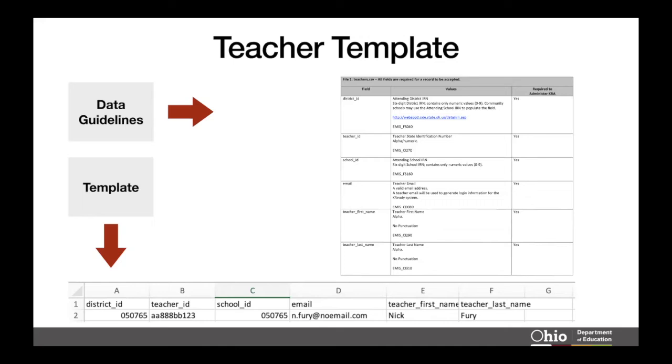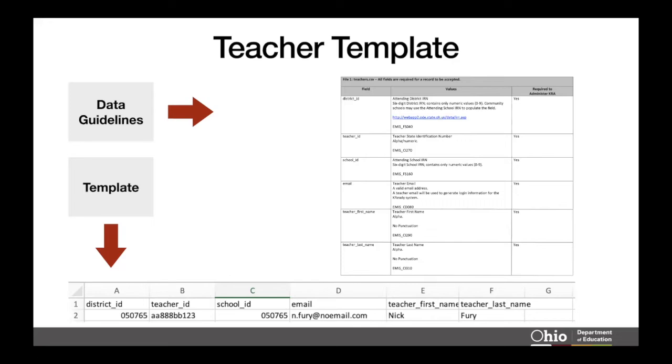When we talk about the teacher template, it's important to ensure that the teacher email is correct. This system identifies teachers not by the teacher ID that we use here in Ohio, but by the email. So it's critical that those email addresses are up to date and correct. You may have a teacher that had a name change throughout the course of the year, and it's important to update that information so that it's lined up in the KReady system as well.